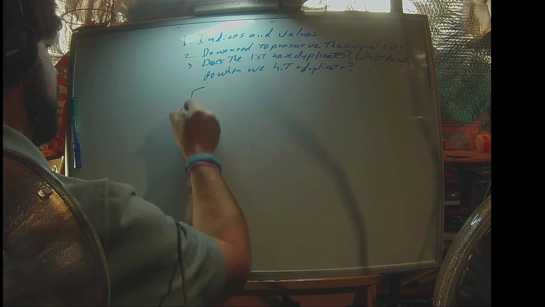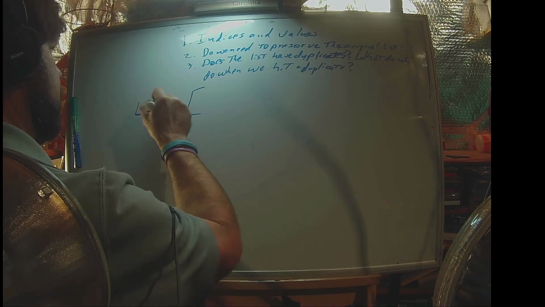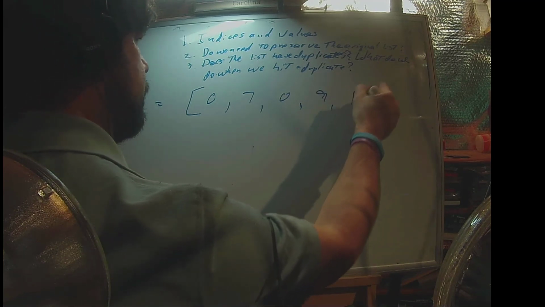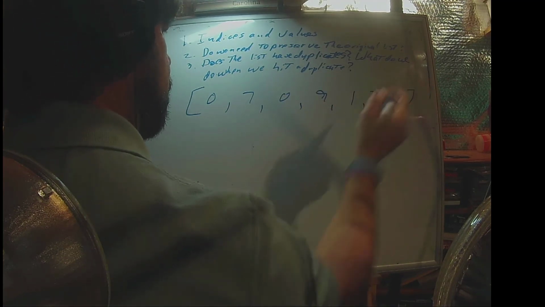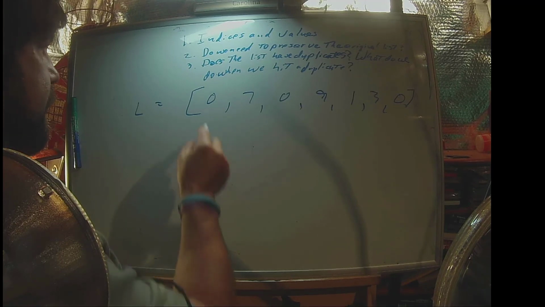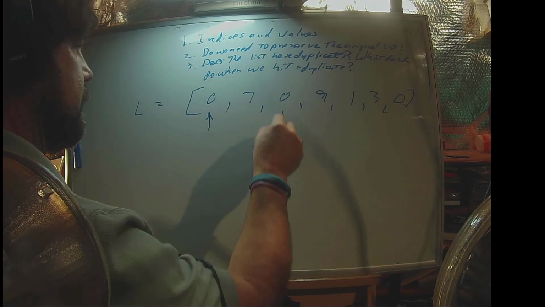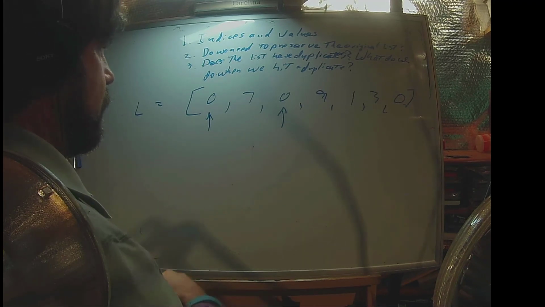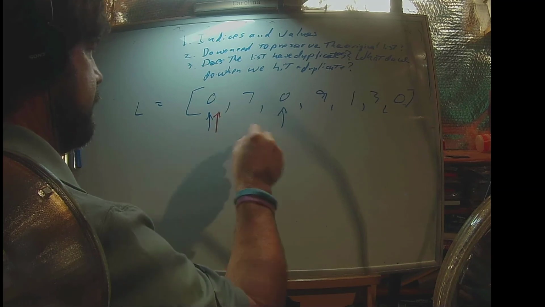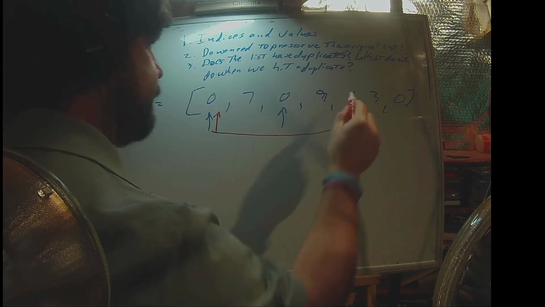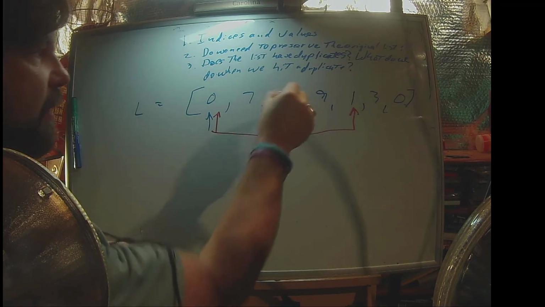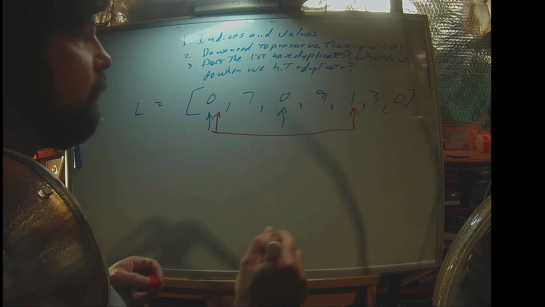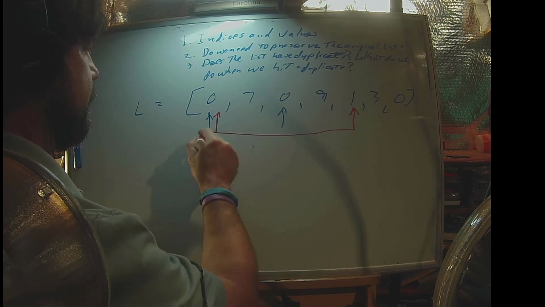Right, so for example, if we have our list L and we have 0, 7, 0, 9, 1, 3, 0, and we want the two smallest values. Do we want this and this? Or do we want this and this? Do we want to skip the same value twice, or do we want to find the same value twice? Doesn't matter. We're asking for indices.